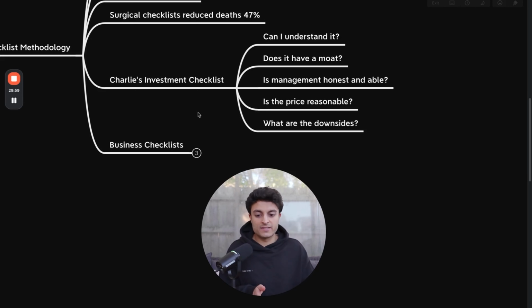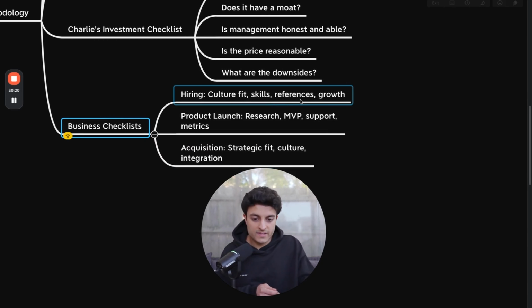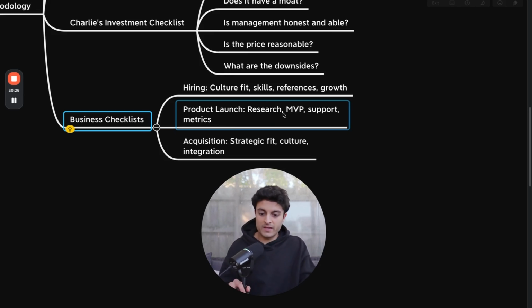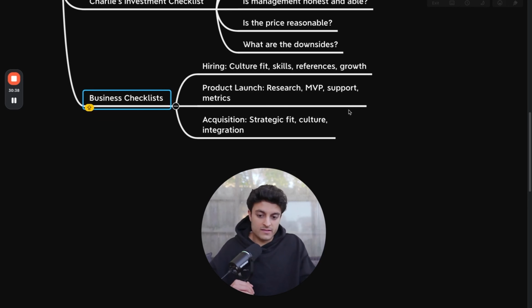You can use checklists for your employees, people you work with. A checklist, again as mentioned here, is crucial for reducing failure risk. Business checklist: hiring, culture fit, skills, references, growth. We have product launch: research, MVP, support, metrics. Acquisition: strategic fit, culture, integration.